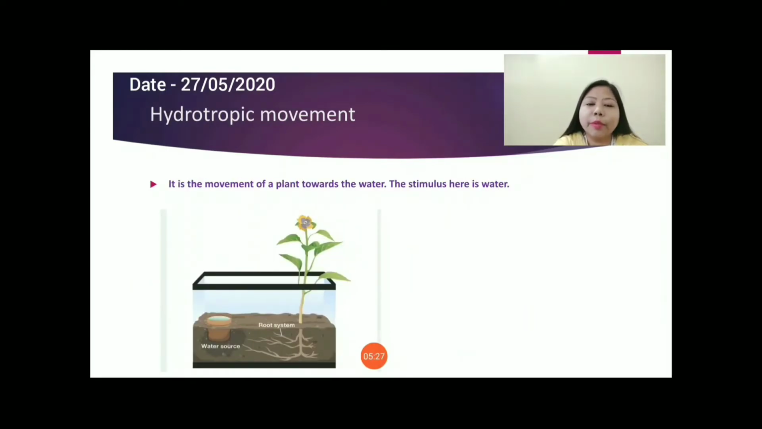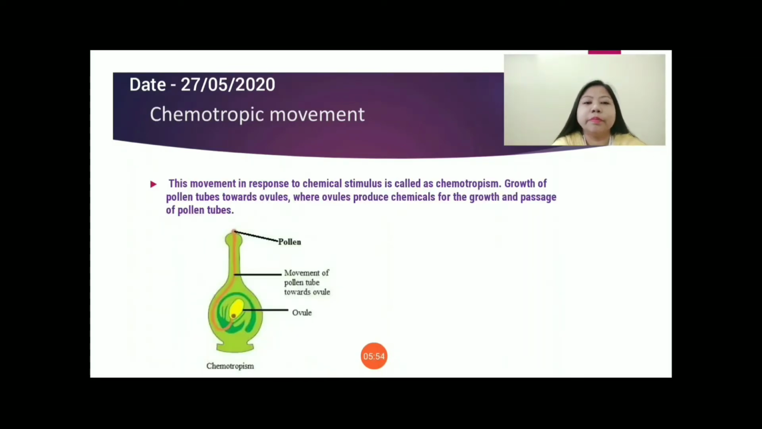So the third type of movement seen in plants is hydrotropic movement. This movement in plants takes place in response to water. Now you can see in the picture that a water source is placed near a growing plant, and you can see the roots moving towards the water. So here the stimulus is water and the movement is called hydrotropic movement.